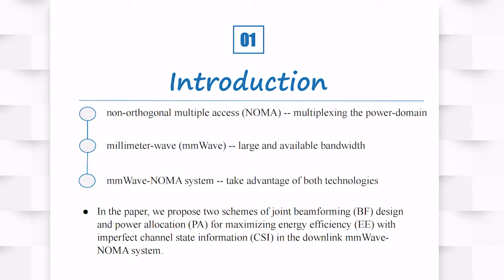Most of the existing works assume that perfect channel state information is available. However, it can't be guaranteed in practice. Hence, in this paper, we propose 2 schemes of joint power allocation and beamforming design for maximizing energy efficiency with imperfect CSI in the downlink mmWave NOMA system.